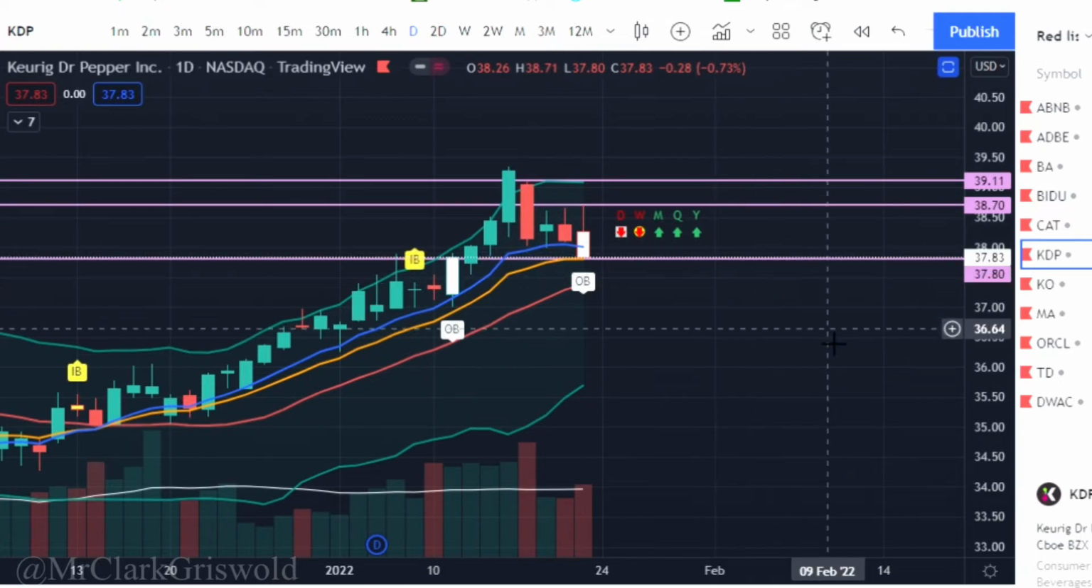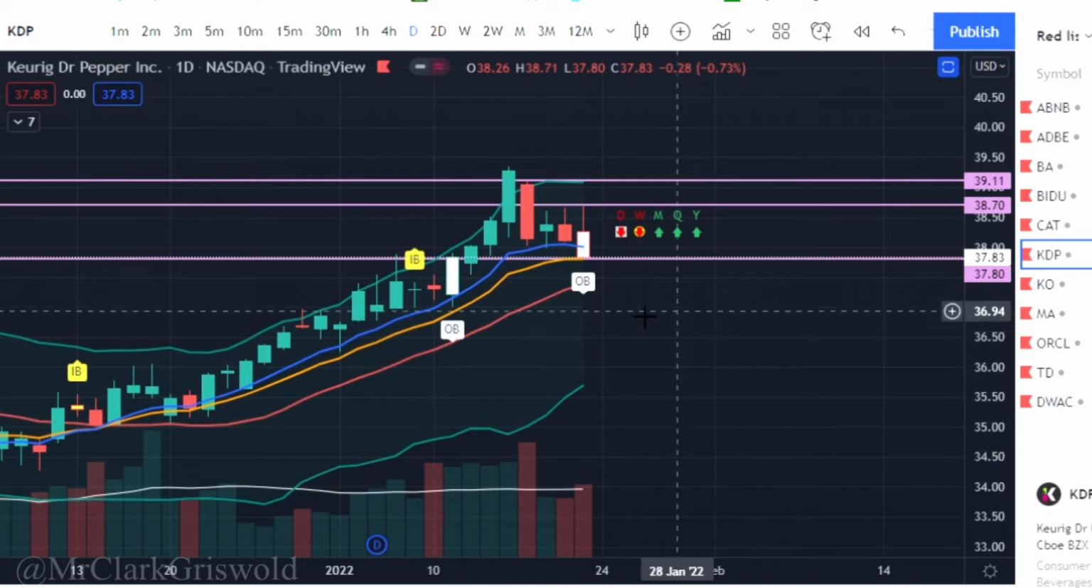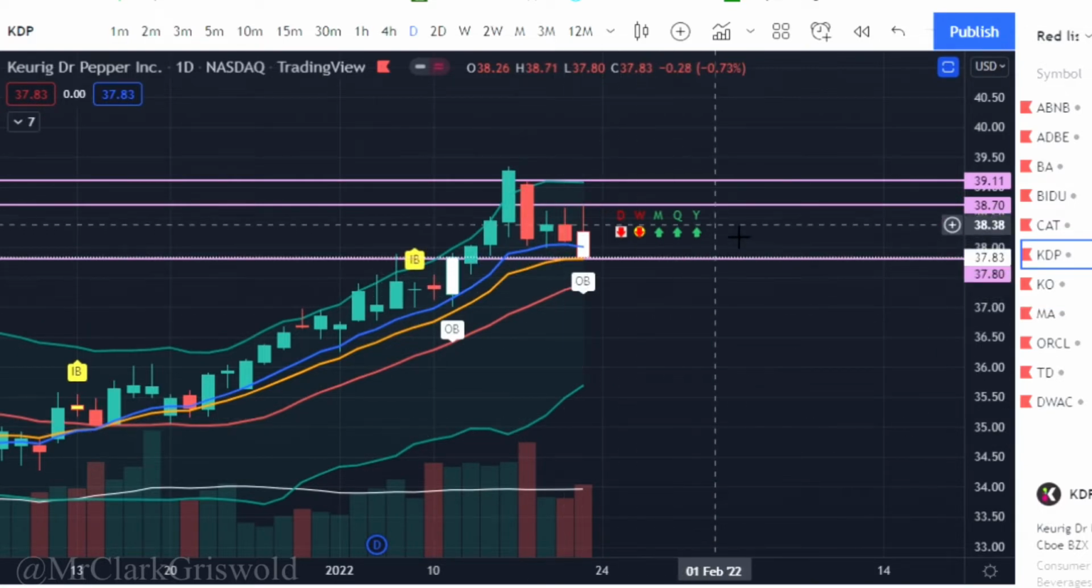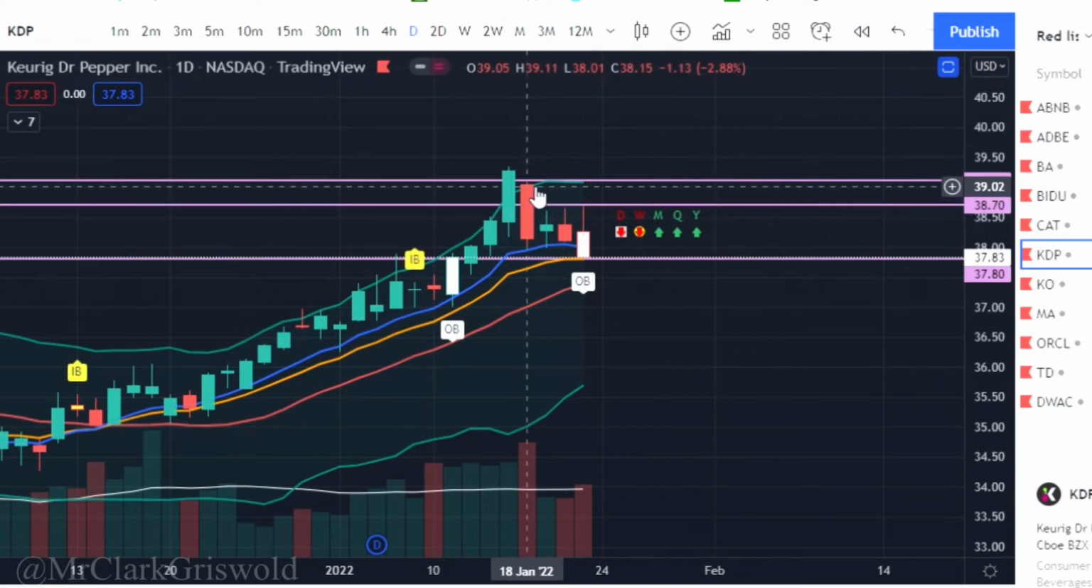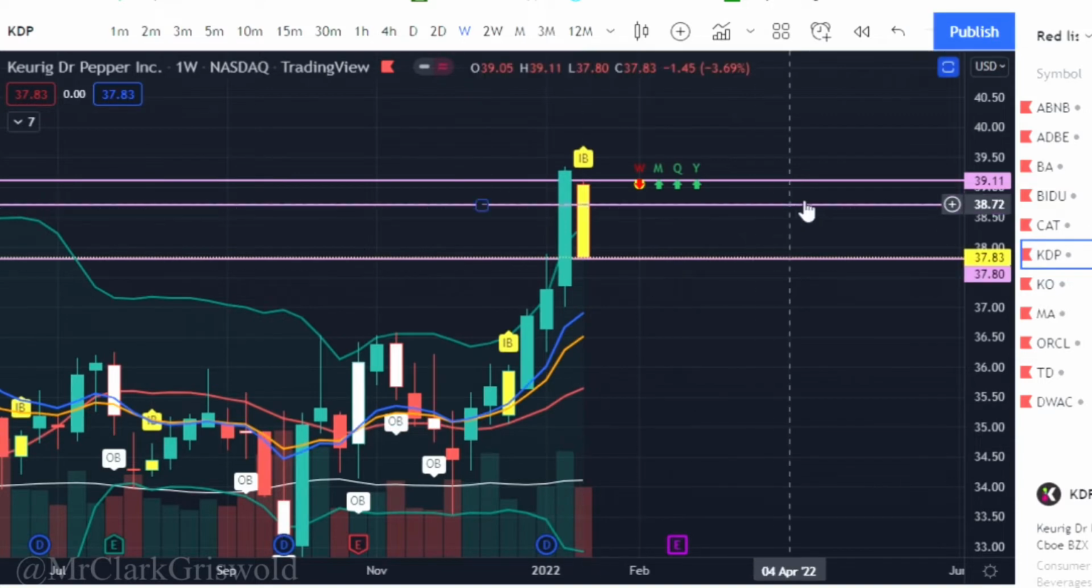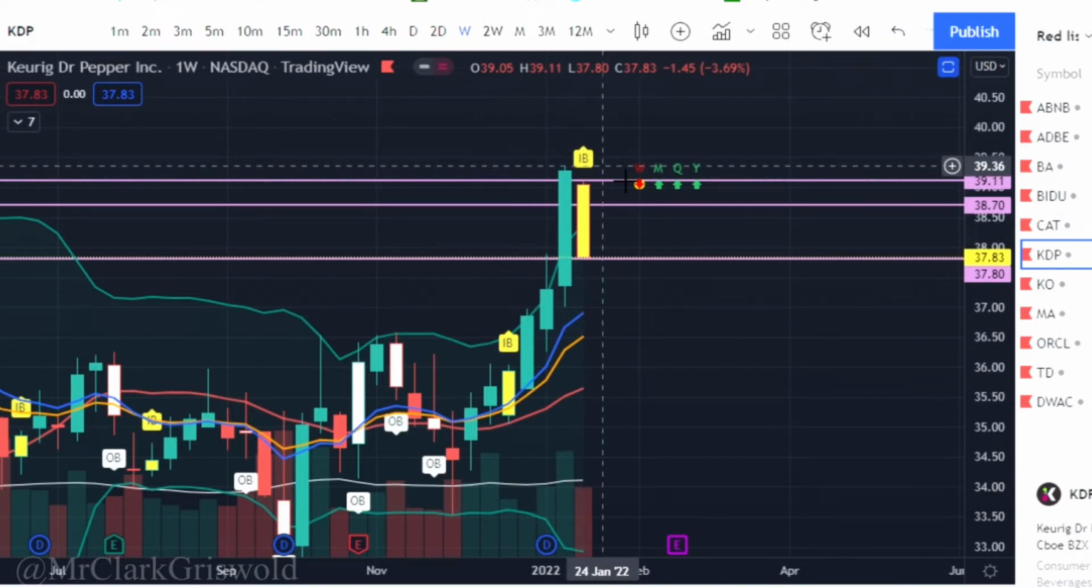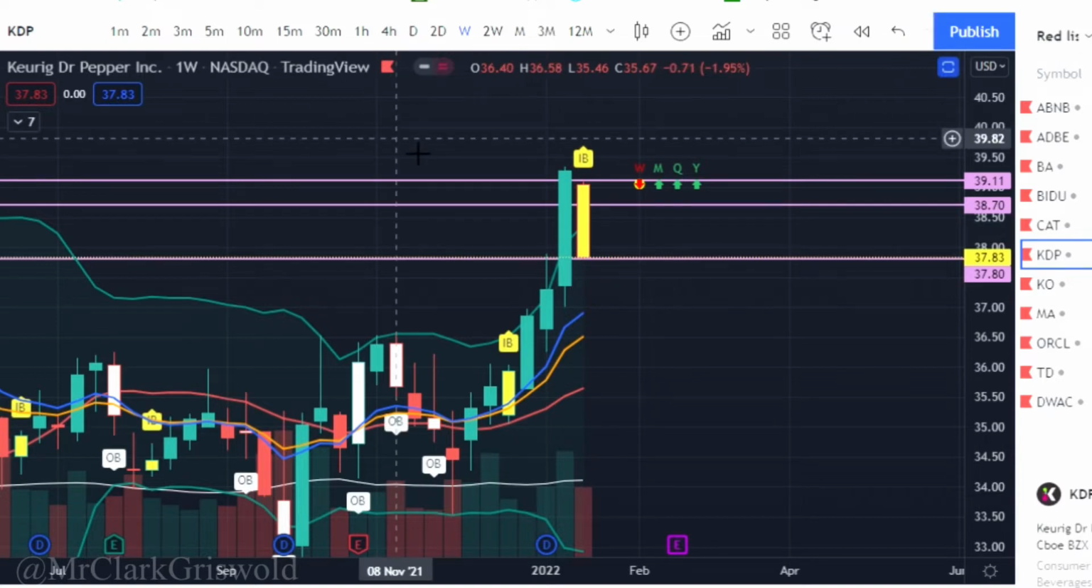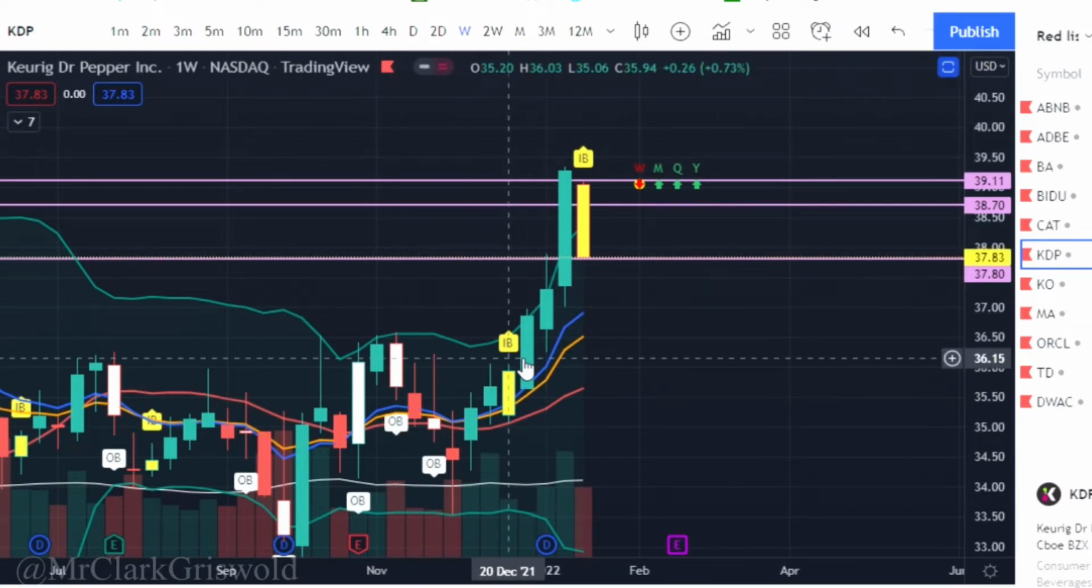So here's what happens, guys. If you look at the daily time frame on Keurig, if we break the high of 38.70, our target is 39.11. But if we break that 39.11, which is here, which is the high of the inside bar on the weekly, we can look for continuation to go higher up into this 39.36 range. So keep that in mind when you're looking at your time frame continuity and you're going from the day to the week. The day triggers a week, triggers a month.